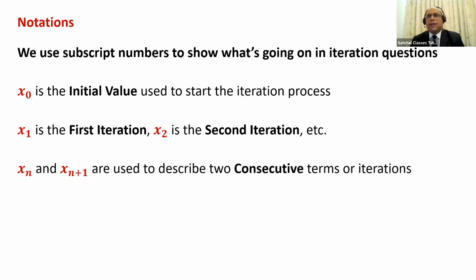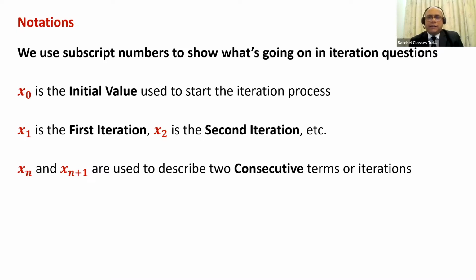That's the second iteration. This keeps continuing until, as I said, you keep getting more consistent values which are close to each other, and there's hardly any difference between these two values. x subscript n and x subscript n plus 1 are used to describe two consecutive terms of the iteration. So n and n plus 1 is obviously the next step, plus 1. So the n step and the n plus 1 step are two consecutive steps of the iterations.